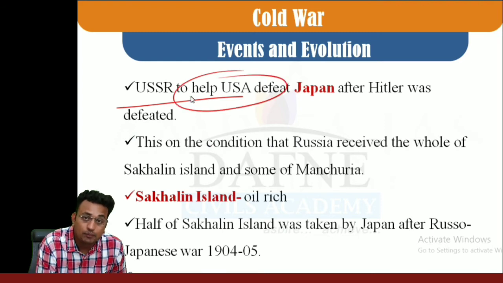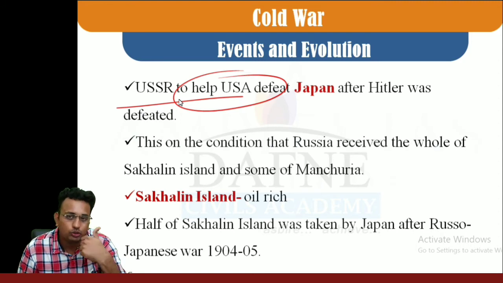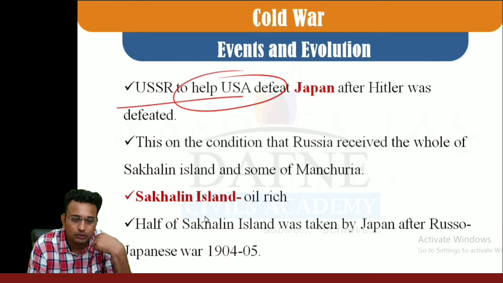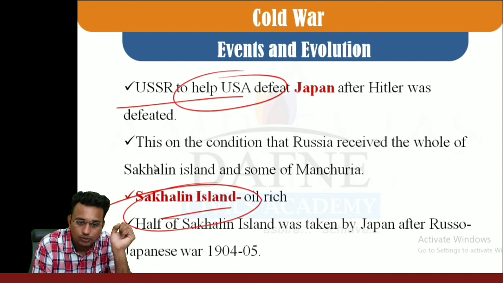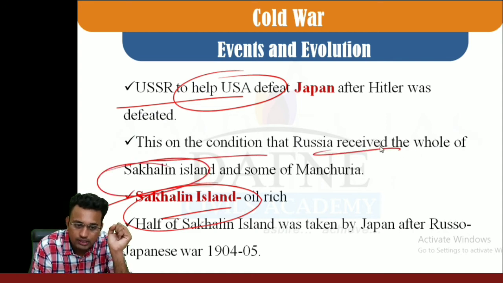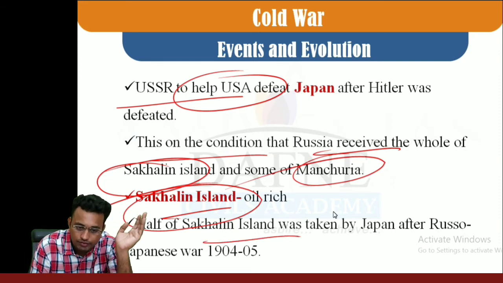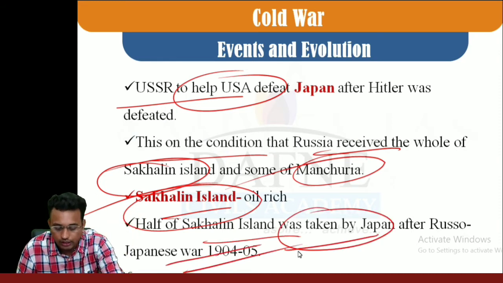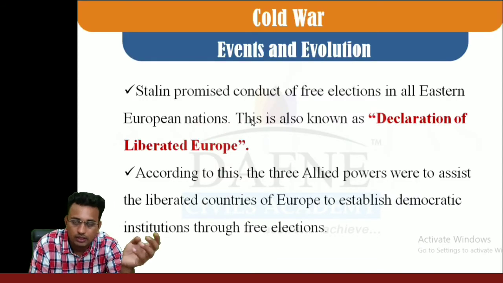It was initially accepted by the USA that if USSR were to help in a war waged against Japan, one condition was that it wanted access to Sakhalin Island, which is very rich in resources, oil rich. On the condition that Russia receive the whole of Sakhalin Island and some of Manchuria, which had been occupied, taken in 1905. Half of Sakhalin Island was taken by Japan after the 1904 Russo-Japanese war. This area is rich in oil resources, but it was not actually given; the entire occupation by Russia was not accepted.